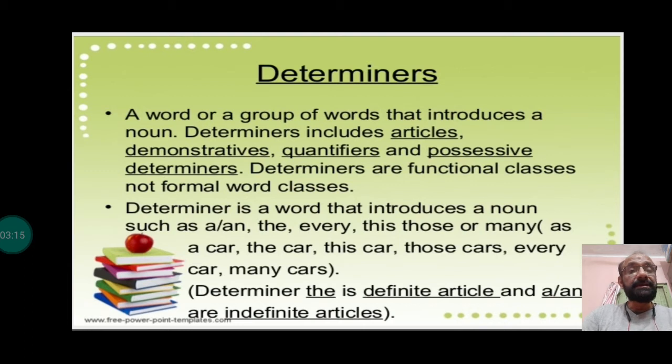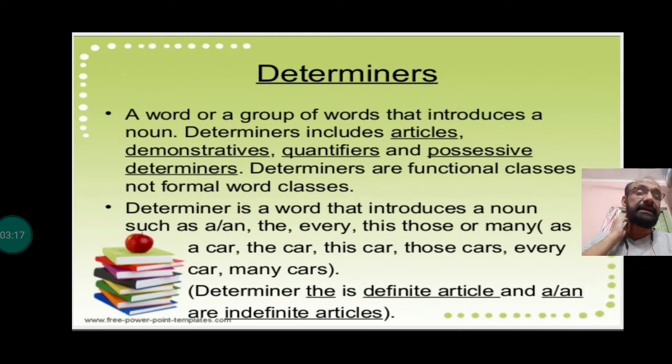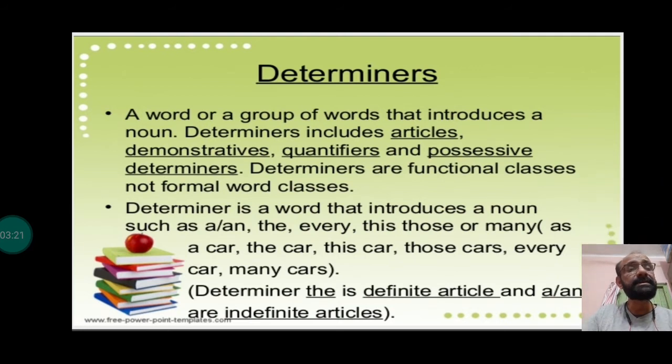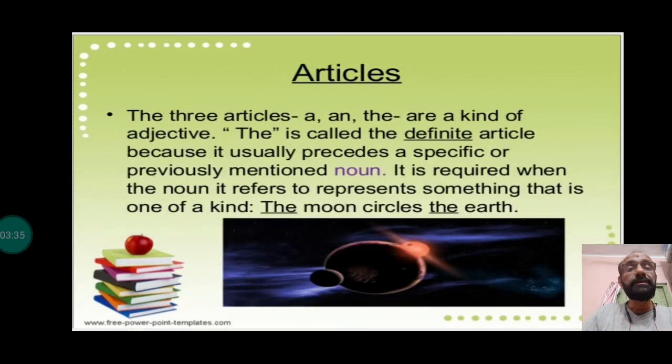Now, the determiner the is the definite article, and a and an are indefinite articles. When we say the, we are sure about which noun we are talking about, while using a and an, we are not really sure about which noun exactly is being discussed. The three articles a, an and the are a kind of adjective.